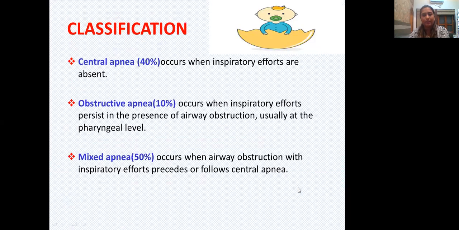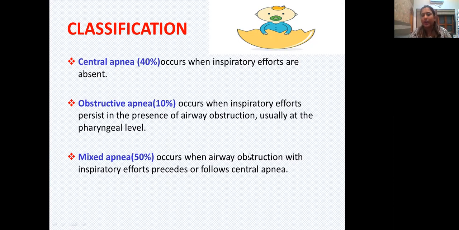Okay? Now coming to the classification. Apnea is classified into three types. That is central apnea, obstructive apnea, and mixed apnea. Of these, the most common type of apnea that we see in our babies is mixed apnea. Also, apnea is much more common in preterm babies as compared to term babies. So, in preterm babies also, mixed apnea is the most common cause of apnea.